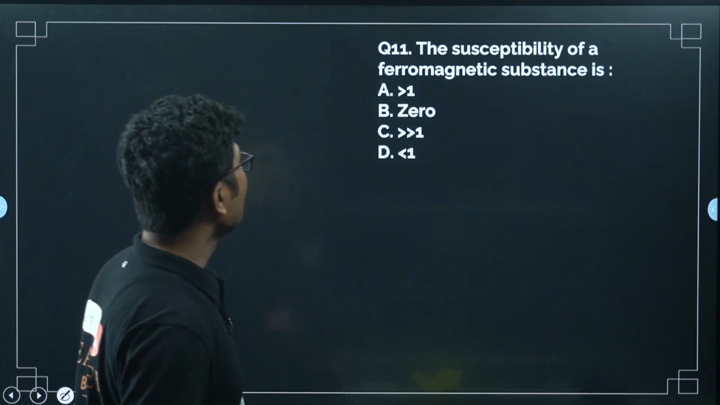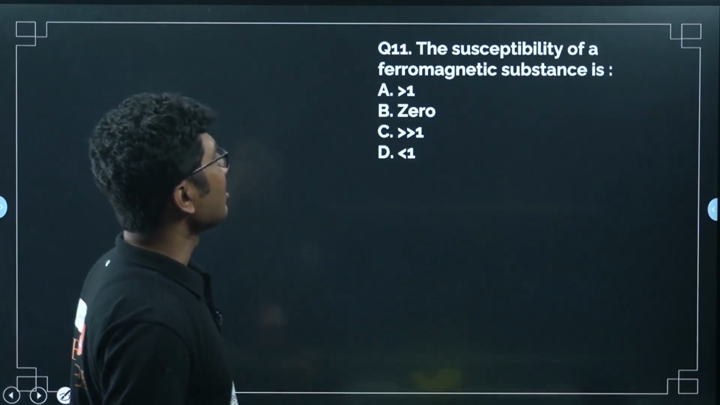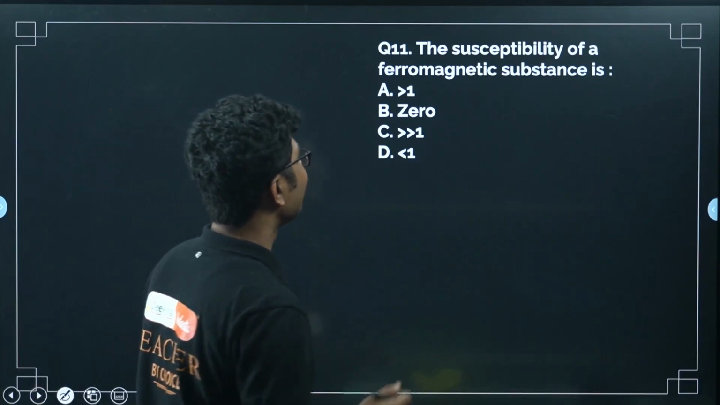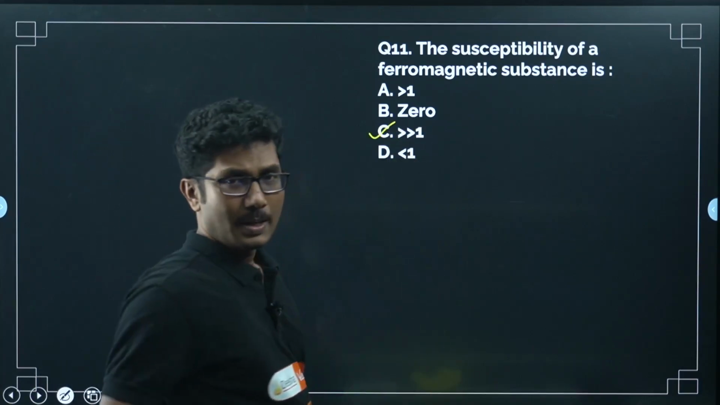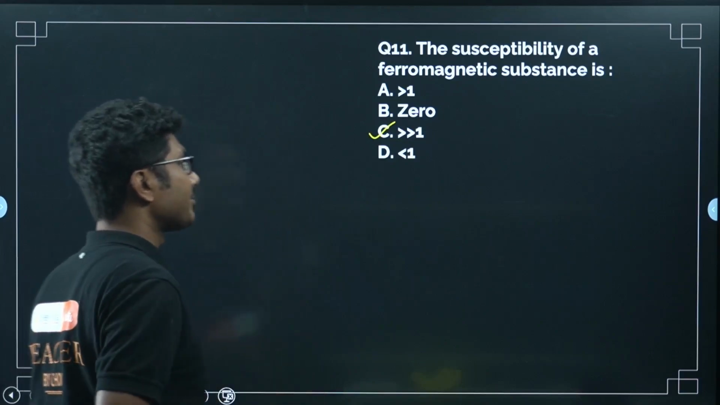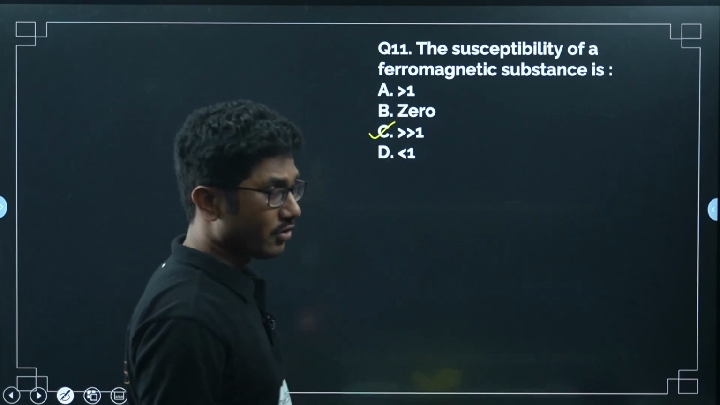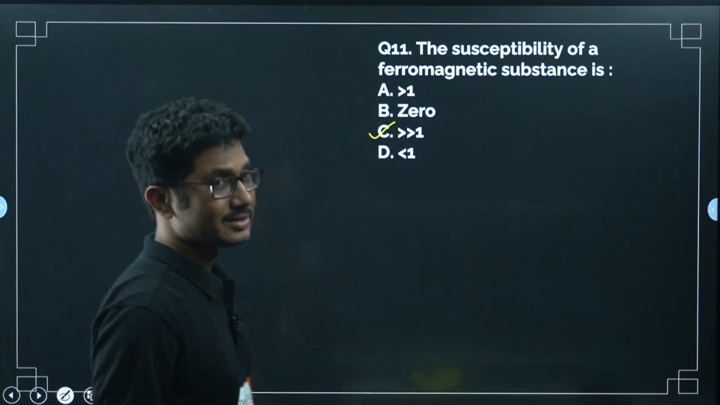Now let's move on. Next question: the susceptibility of a ferromagnetic substance is. What is the susceptibility of a ferromagnetic substance? It is very much greater than 1. The susceptibility of a ferromagnetic substance is very much greater than 1. For a paramagnet it is just greater than 1. For a diamagnet it is just less than 1.